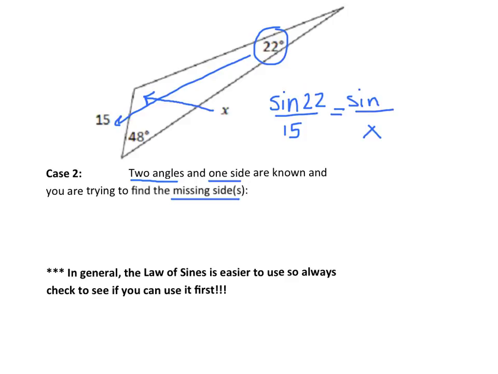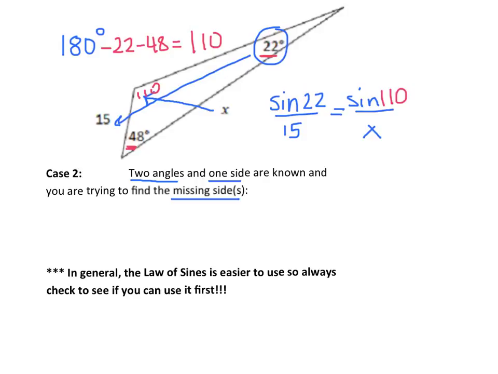I know that the angles of a triangle add up to 180 degrees. So if I know that I have a 48 degree and a 22 degree, I can find out what the missing angle is. So once I have taken 180 and subtracted 22 and 48, I know that the missing angle is 110 degrees. So 110 is the angle across from x.